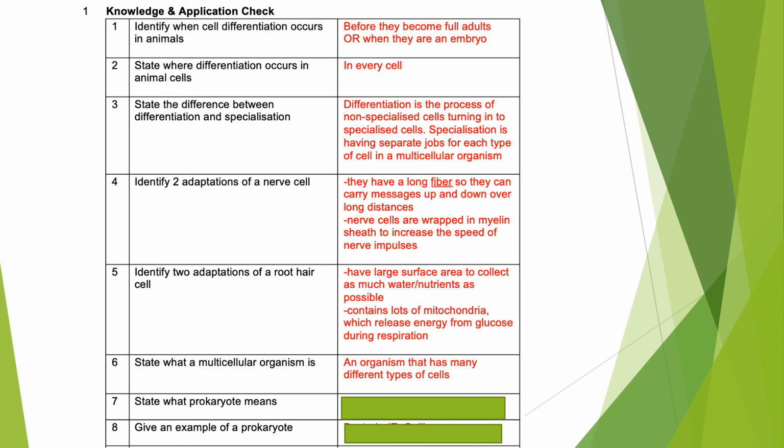Number 7, what is a prokaryote? Okay, or what does a prokaryote mean? It is a unicellular organism that lacks a membrane-bound nucleus. All right, straight from the booklet. And number 8, give an example of a prokaryote. This one, bacteria. And if you want to get even more specific, you can give me the name of a bacteria, which I put E. coli as a bacteria. Okay, so make sure that you have all the answers there.